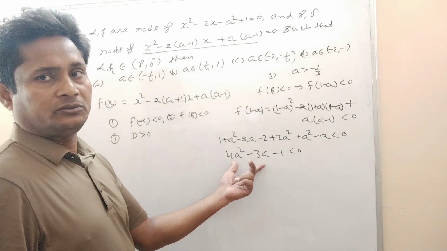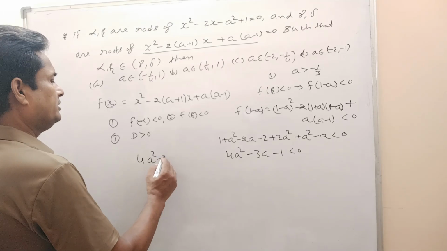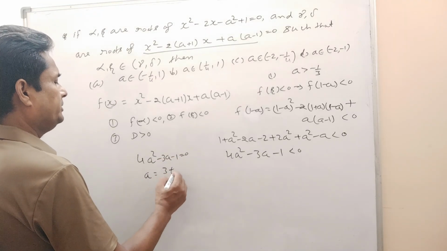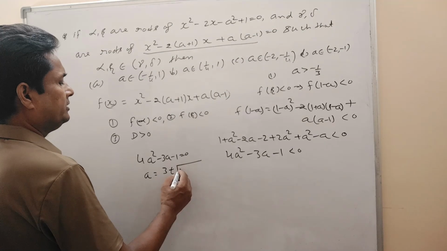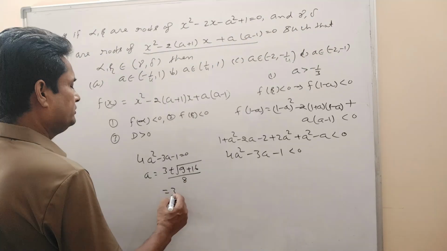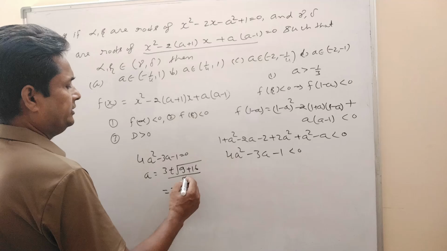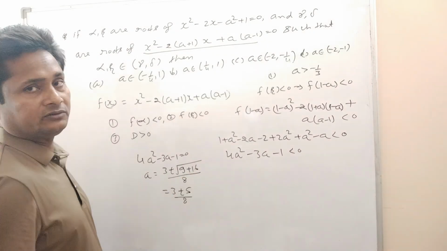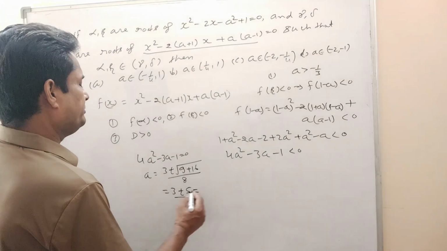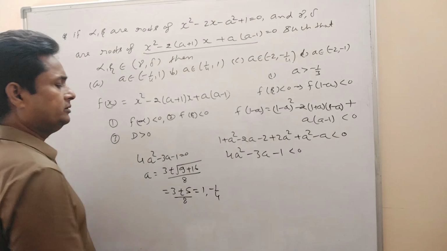So first find out the roots of this equation. 4a square minus 3a minus 1 is equal to 0. So this is 3 plus minus of root b square minus 4ac and divide by 2a. So this will be 3 plus minus of 5 divided by 8. 16 plus 9 is 25. Root of 25 is 5. So if you take plus sign, it will be 1. If you take minus sign, it will be minus 1 by 4.